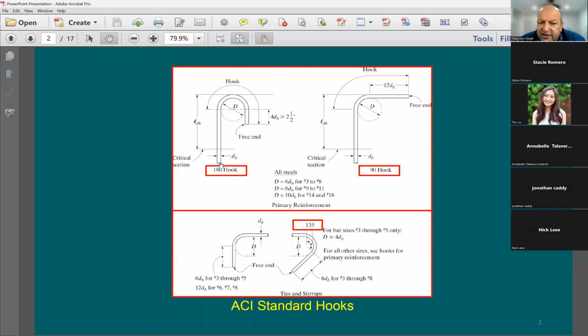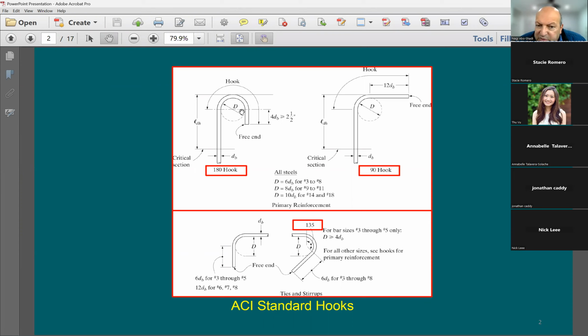You have a 180-degree hook. Here's a rebar. Then you bring it around, and of course, you need to have a certain size here. This size is going to be called D. And D here is going to be equal to 6 times the bar diameter. This is the bar diameter that you're trying to hook, if the bar is from number 3 to number 8. And then you have some guidelines here. This one here is what you call a 180-degree hook.